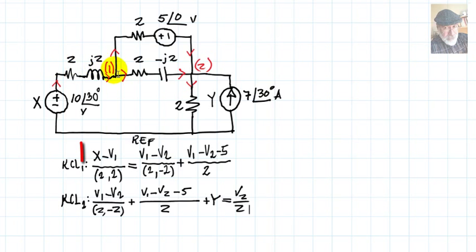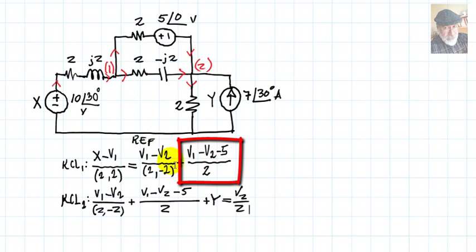This current on the left arriving in node 1 is X minus V1 divided by 2, 2. And that is equal to these two currents. V1 minus V2 divided by 2, negative 2. Plus the one on the top, which is V1 minus V2 minus 5, divided by 2 ohms.